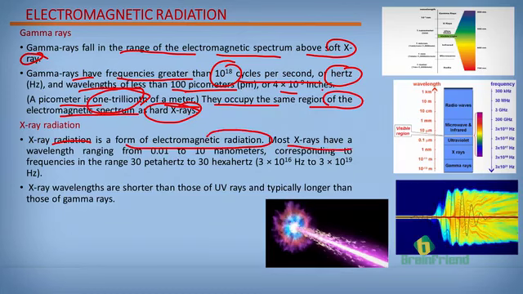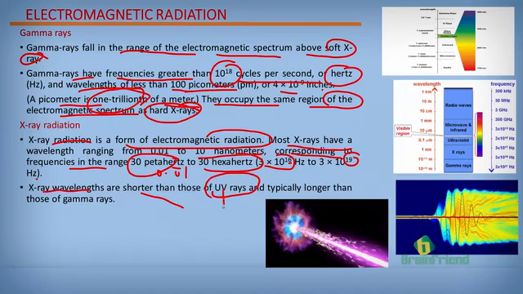Most X-rays have a wavelength ranging from 0.01 to 10 nanometers, corresponding to a frequency range of 30 petahertz to 30 exahertz, that is, 3 times 10 raised to the power 16 and 3 times 10 raised to the power 19 Hz. X-ray wavelengths are shorter than those of UV, which is ultraviolet rays, and typically longer than those of gamma rays.